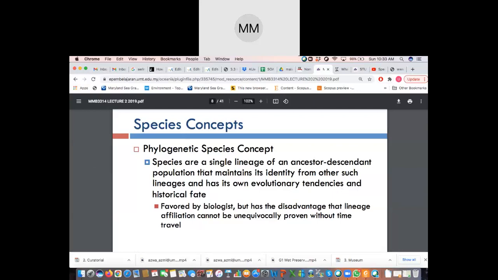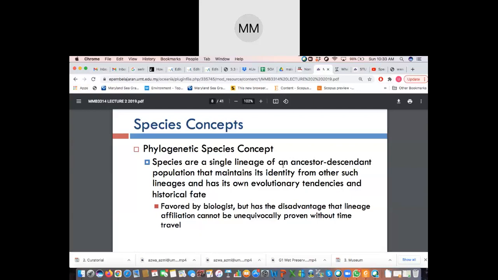So the thing with phylogenetics, what makes it different from the biological aspect, is that whether you're looking at morphological phylogeny or genetics, what it really looks at is that you have the concept.